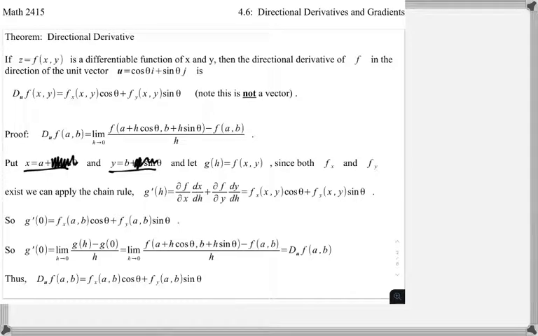So g prime of 0, by definition, is equal to the limit as h goes to 0 of g of h minus g of 0 all over h, and this is equal to the directional derivative of f at (a, b) in the direction of u. And so this gives us the formula for calculating the directional derivative.